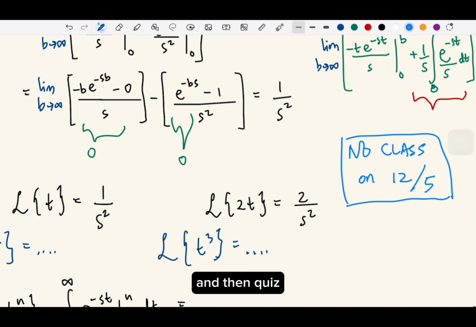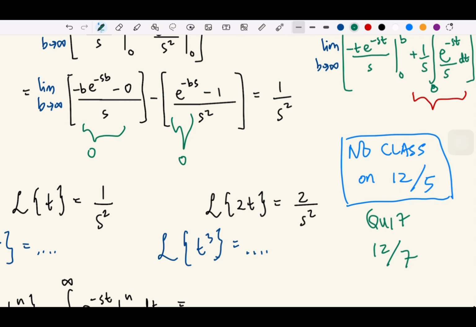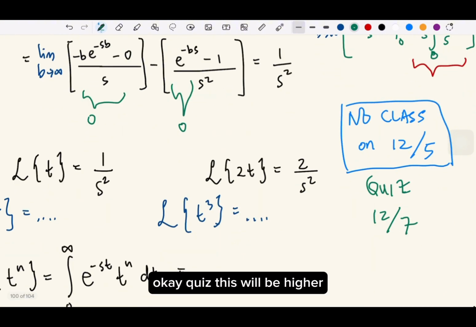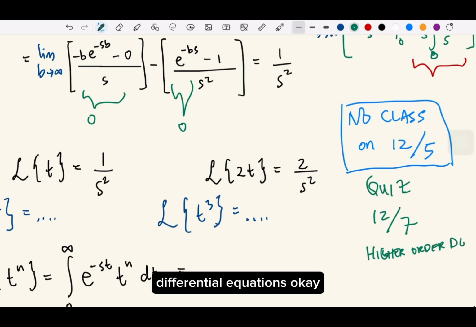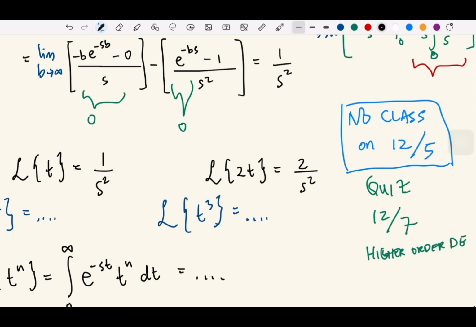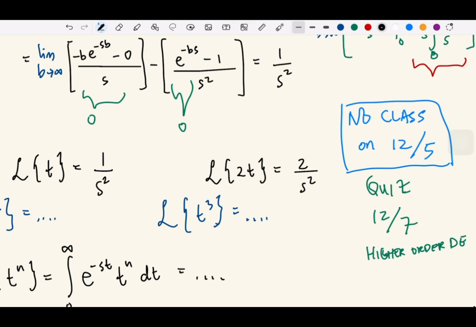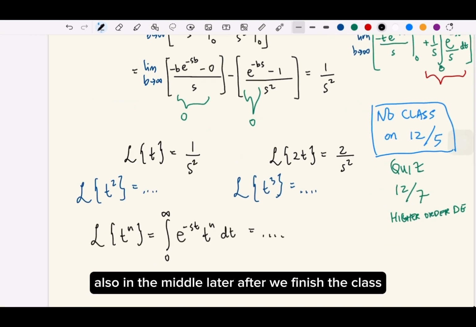Okay, and then the quiz is on the 7th, right? 7th December. Okay, quiz. This will be higher order differential equation. So that's it for the announcement. I will write the announcement also in the Moodle later after we finish the class.